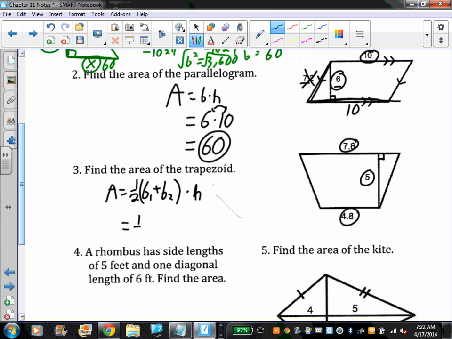So that's going to give us 1/2 in this problem, 7.6 plus 4.8 times 5. You may want to use your calculator on this one. What I would recommend doing is entering in the 7.6 plus 4.8 first, figure out what that is, multiply that by 0.5, which is the 1/2, and then multiply that by the height. And you should get 31 as the area.